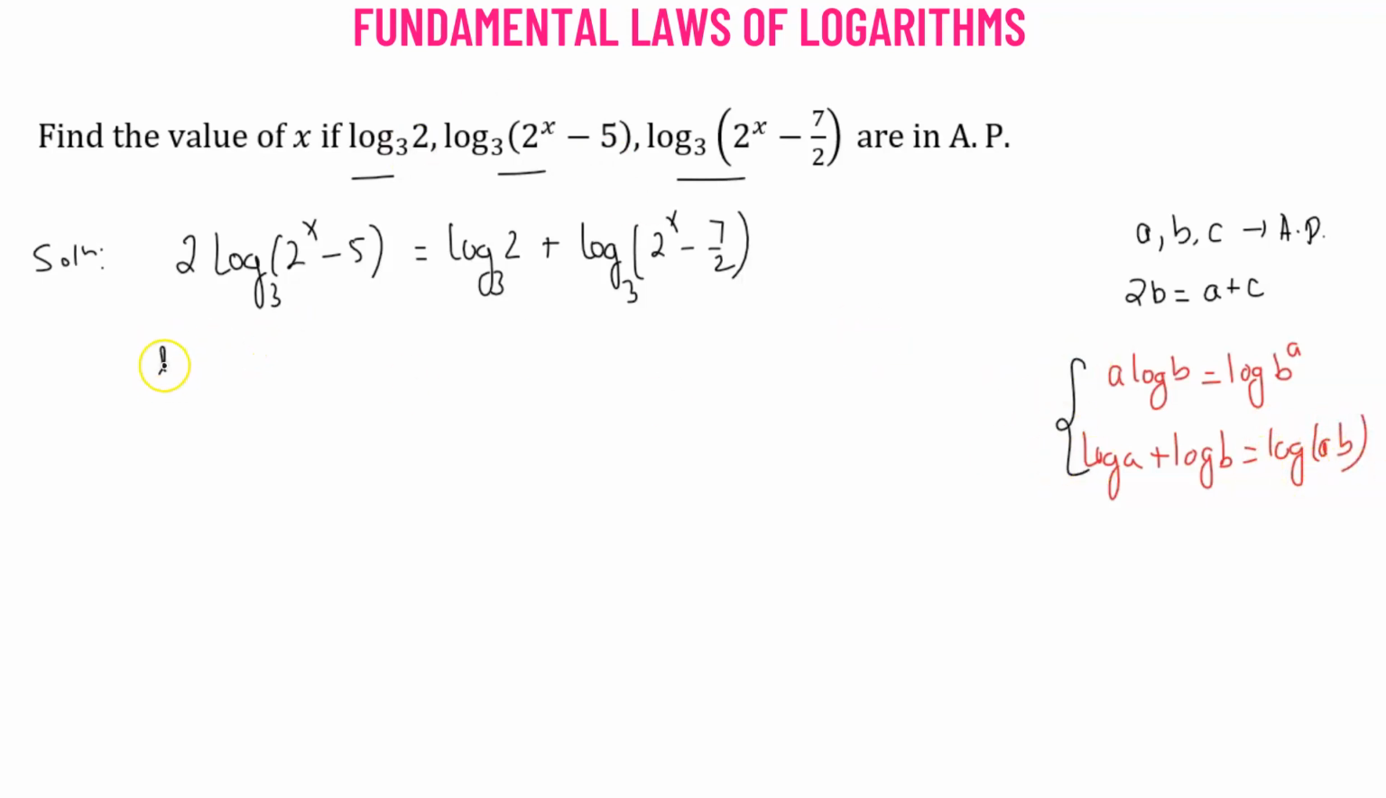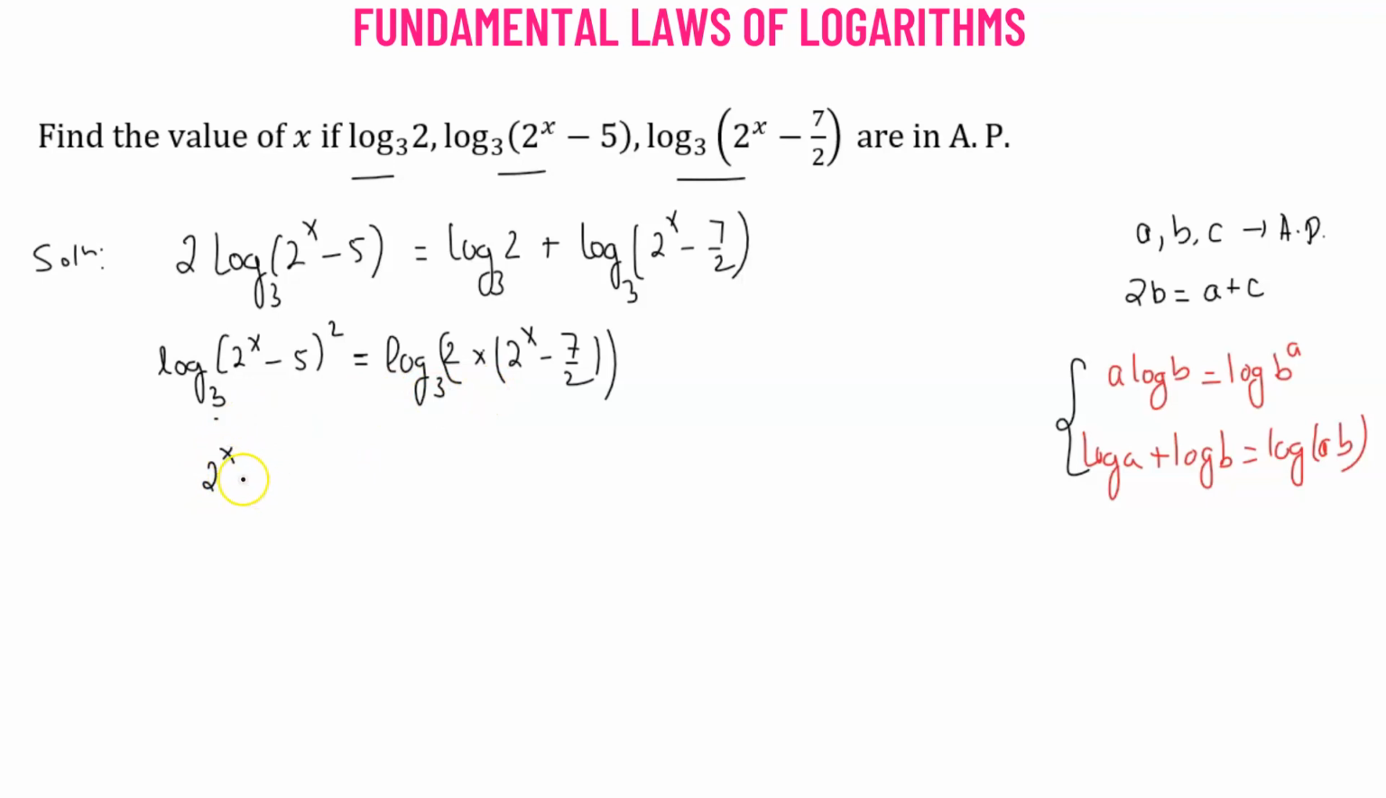So we'll have log of 2 raised to the power of x minus 5 squared with a base of 3, equal to log of 2 with a base of 3 multiplied to, here 2 will be multiplied to 2 raised to the power of x minus 7 over 2. Right. Now this is done so that we can get rid of the logarithm from both sides, because there is an equality sign and both of them have the same base.